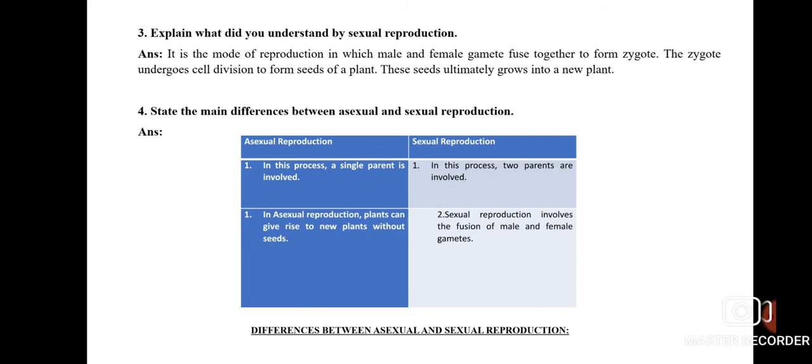In sexual reproduction, it involves the fusion of male and female gametes. One more difference: asexual reproduction is comparatively a faster process, whereas sexual reproduction is comparatively slower. Slower means formation of the reproductive organs, then pollination, then fertilization, then formation of zygote, then formation of seed, and finally germination. So many steps are involved in sexual reproduction, but asexual reproduction is a direct method of reproduction.